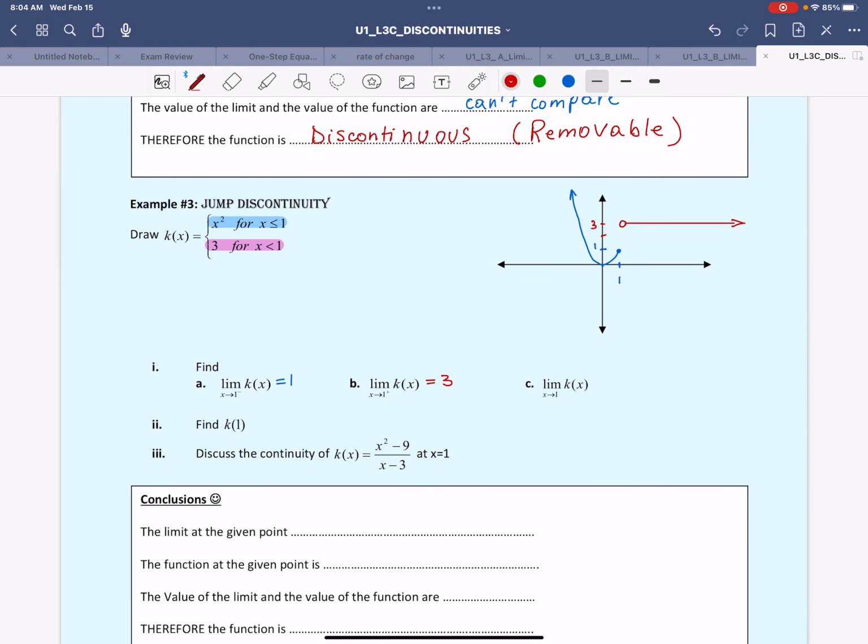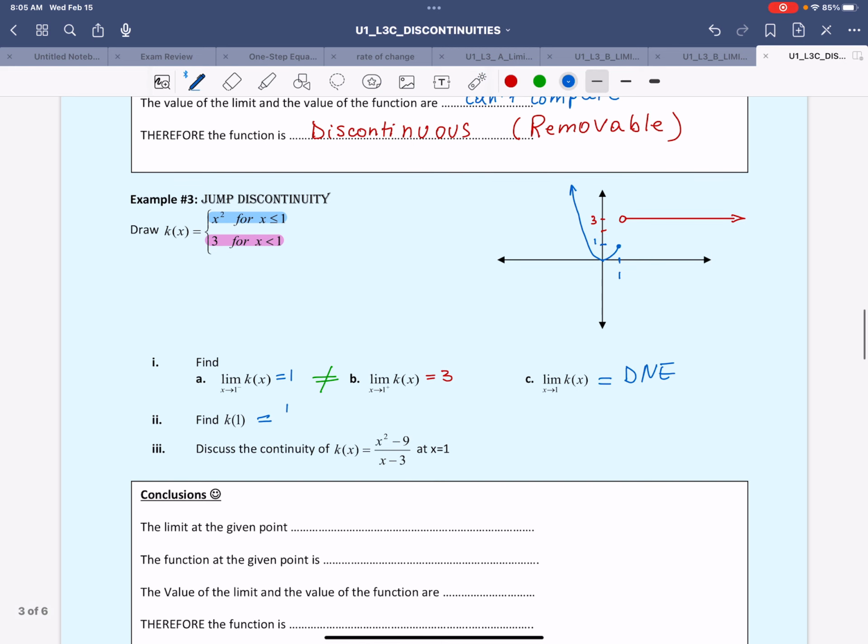So because the limit on the left-hand side and right-hand side are different, we're going to say that the limit at x equals 1 does not exist. So if we were to find the value of the function at 1, let's go exactly at 1 and try to hit the graph. So you see that we have a point at x equals 1, y is 1. So we're going to say the value of the function is 1.